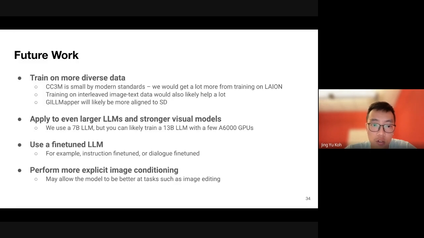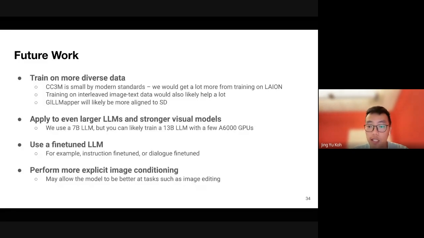Conceptual Captions 3 million has, as the name suggests, about 3 million examples for training. We would probably get a lot more from training on the LAION dataset, because this is quite small by modern standards. In this work, we also only train on image caption pairs, and training on interleaved data that is available now on Hugging Face would probably help a lot. This would also allow the GILL Mapper to be probably more aligned to Stable Diffusion given more training data.